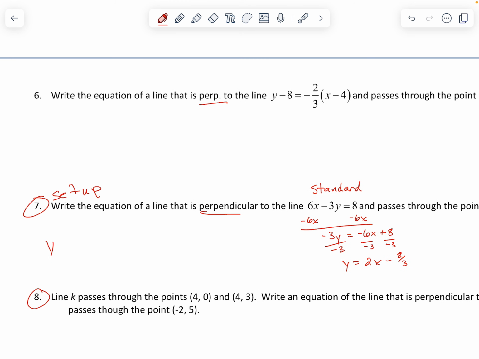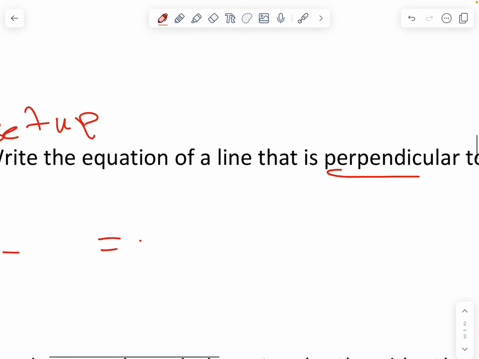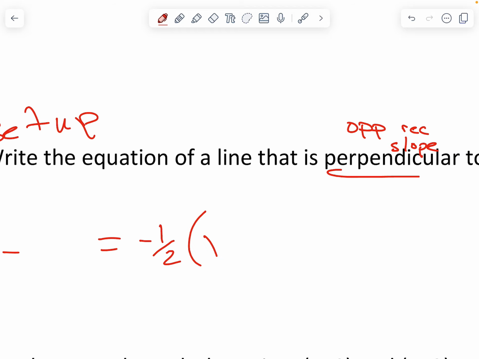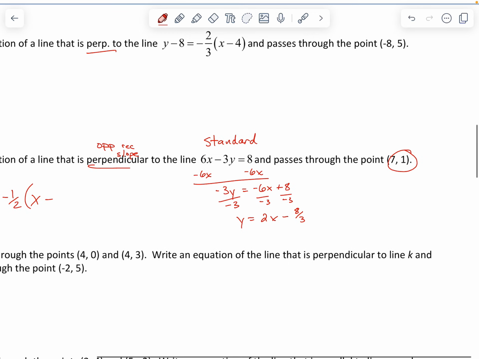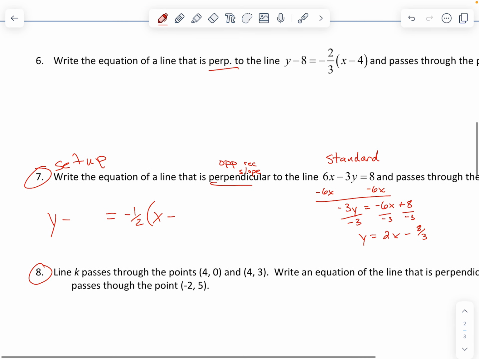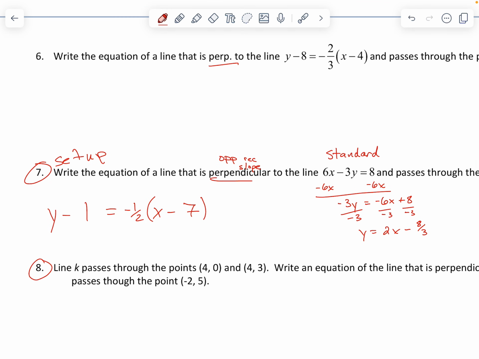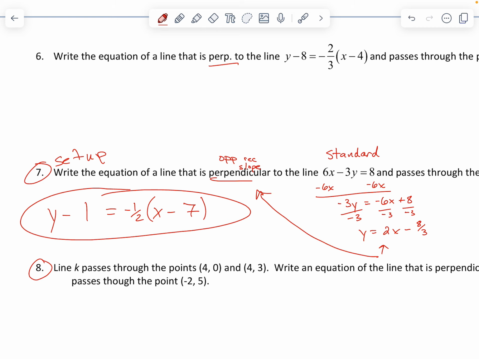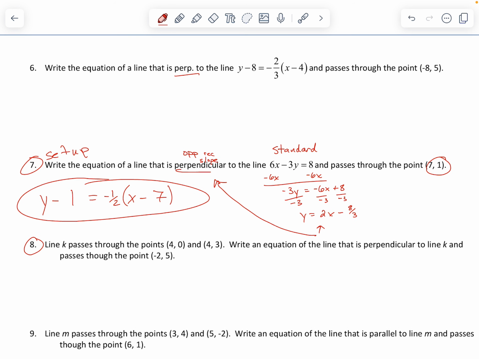Okay, so I'm going to use point-slope, which instead of it being 2, I'm going to change it to be -1/2. So opposite reciprocal slope. Okay, parenthesis x minus. Okay, so now I've got 7 and 1 that it has to go through, 7 being the x value, 1 being the y value, and there's my equation. Okay, so again, we use the slope, but we make it opposite and reciprocal, which will give us the -1/2, and then you plug in your point.